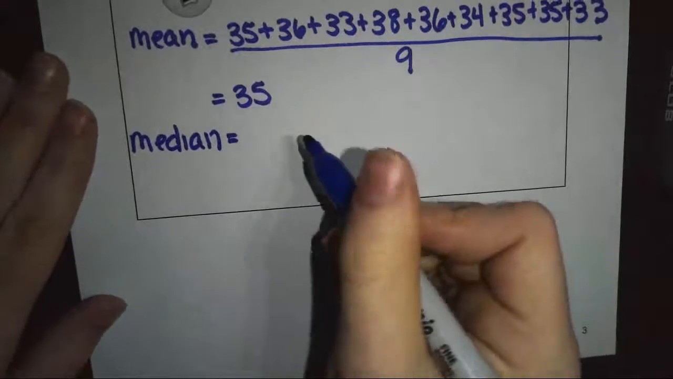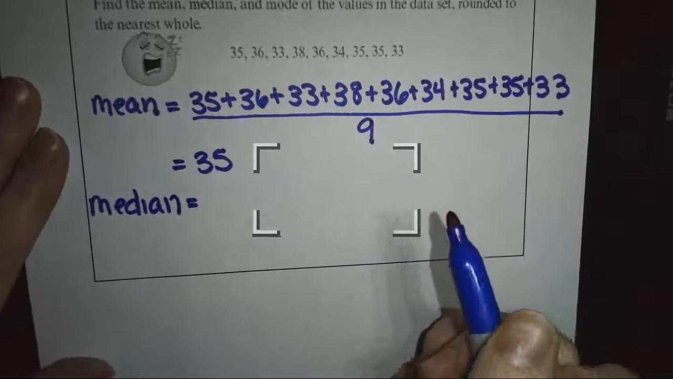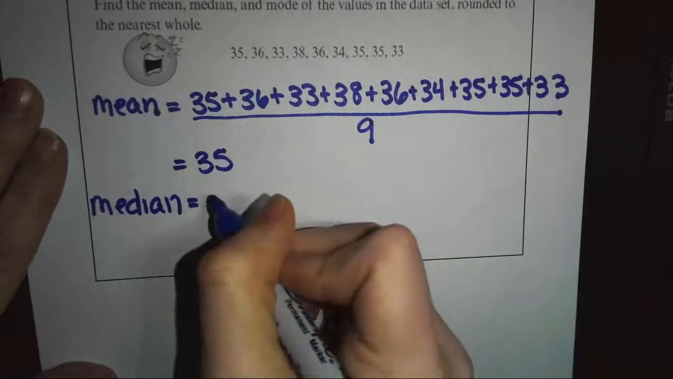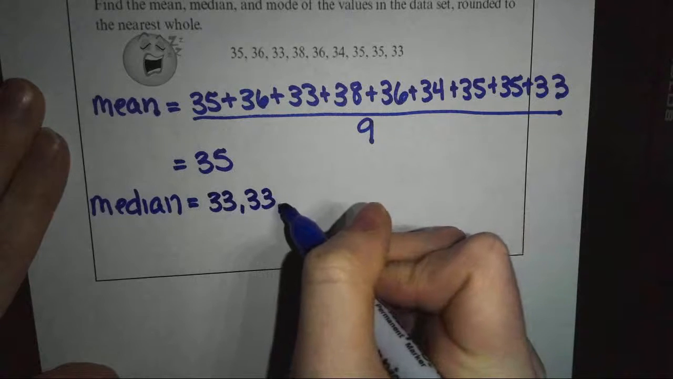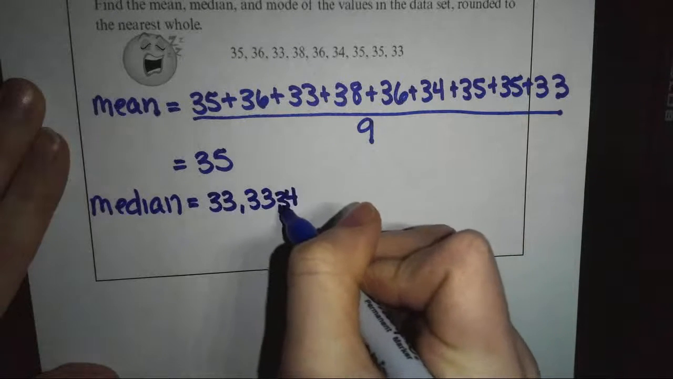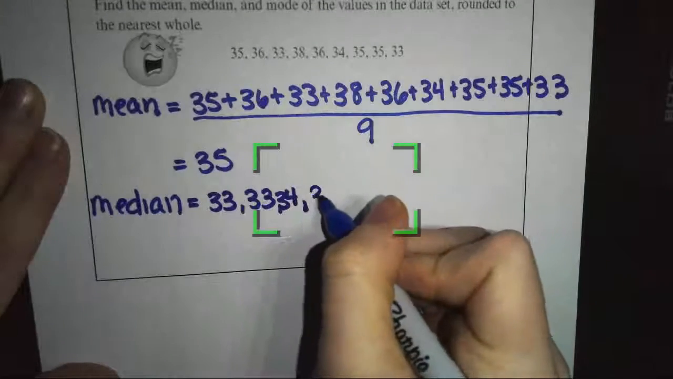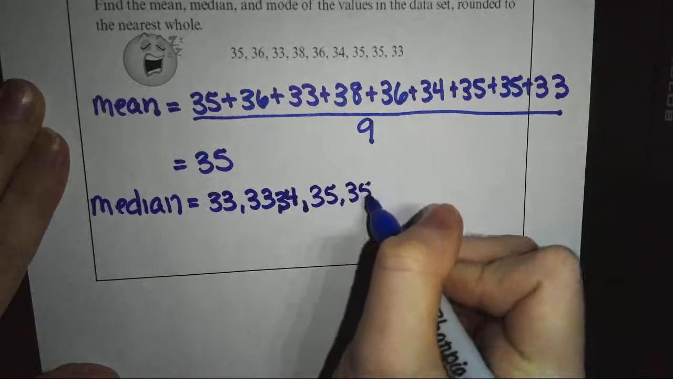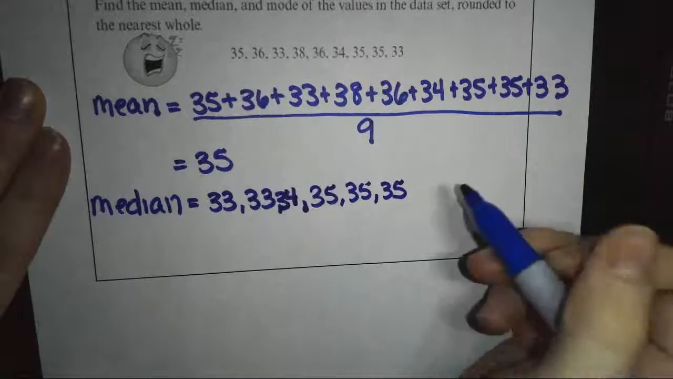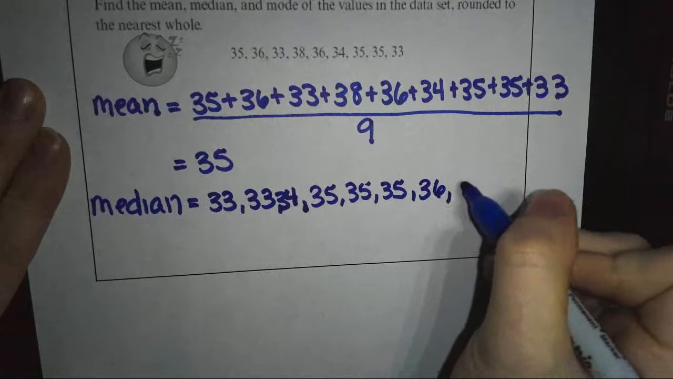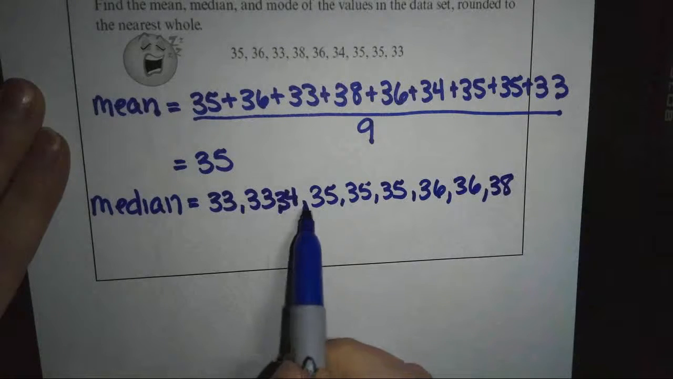In order to find the median, we have to put all these numbers in order. So we look at our list of numbers and say, okay, the smallest one is 33, and there are two of those. And then we've got a 34, and then we've got two 35s. Then we've got two 36s, and then a 38.